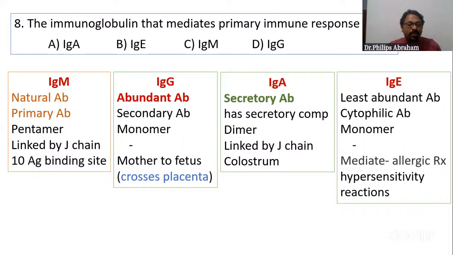Which is the major natural antibody? Which is the major primary antibody? Which is the most abundant antibody? Which is the secretory antibody? Which antibody crosses the placenta? Which antibody is present in the colostrum? Which antibody is present in all secretions? And which antibody mediates the allergic reaction, type 1 hypersensitivity reactions? It is IgE. From these things, I hope you understood the answer for the 8th question: the immunoglobulin that mediates the primary immune response is IgM, the natural antibody.